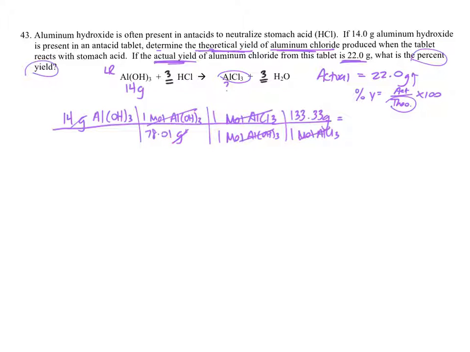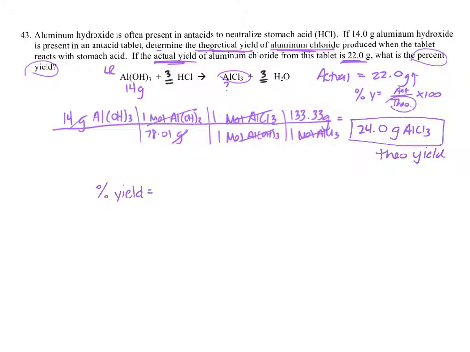So I go through and do all that math, and I get 24.0 grams of AlCl3. This right here is my theoretical yield of AlCl3. That's how much I should get if everything goes perfect. So the last part of this problem is asking to calculate percent yield.